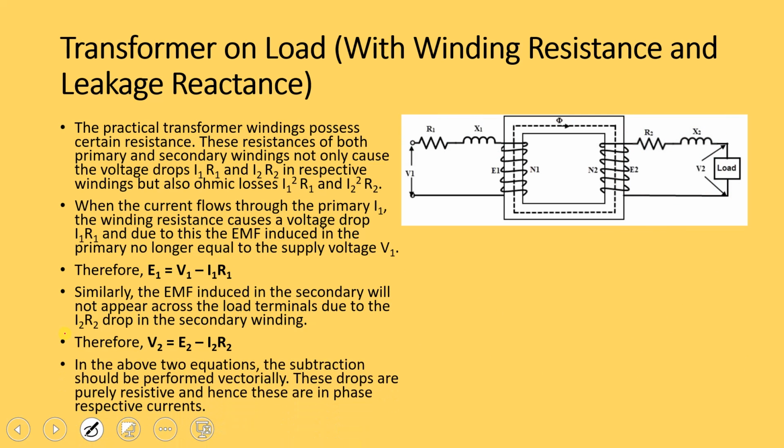Then in the above two equations, the subtraction should be performed vectorially. These drops are purely resistive and hence these are in phase with respective currents. So because we are talking about the resistance, they are in phase.